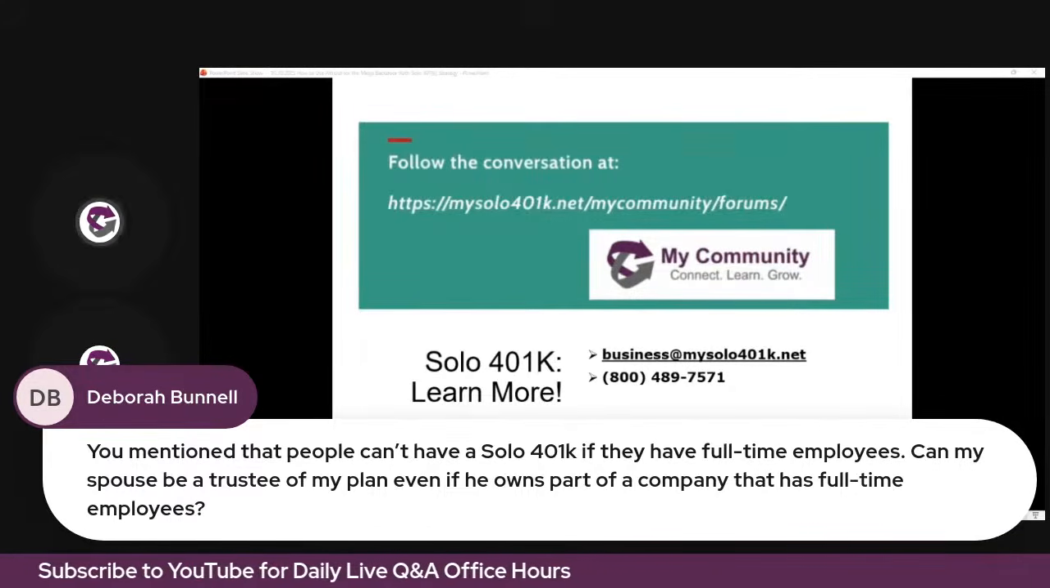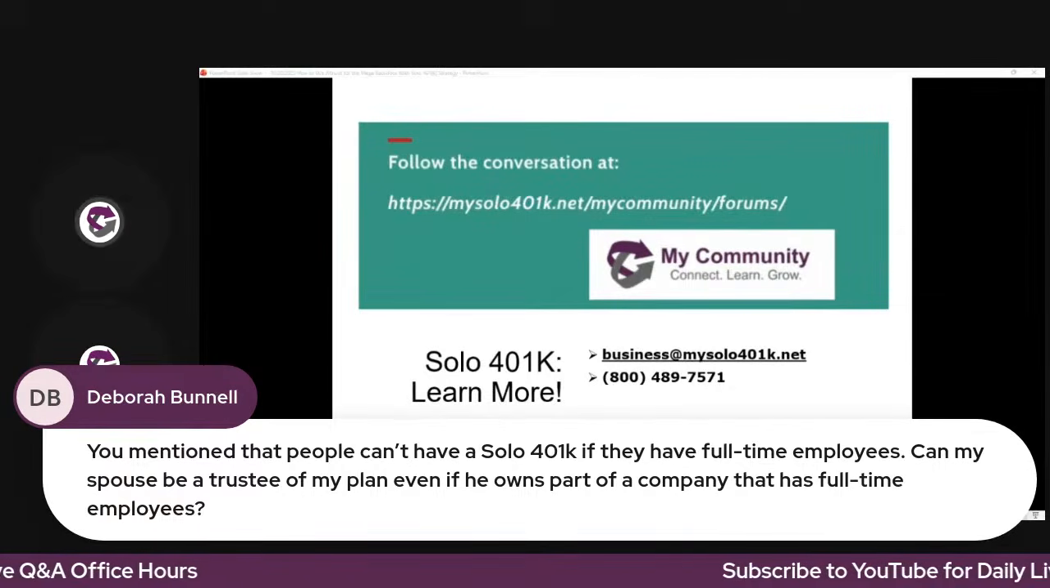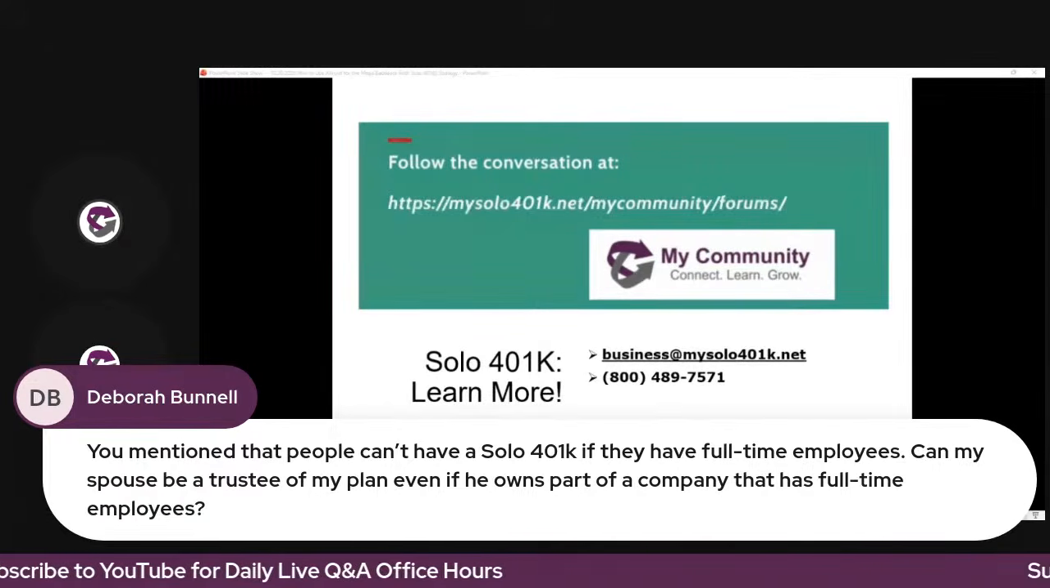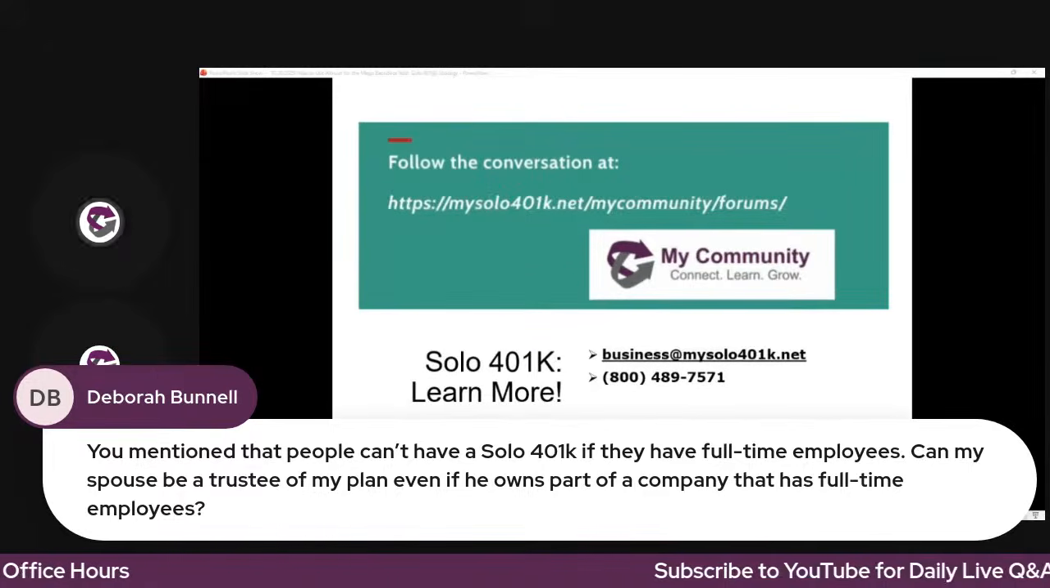Sometimes clients will have their spouse act as a trustee just to be able to have signing authority and help manage the plan, or it'll even make it easier in the event that the solo 401k participant predeceases the spouse and the spouse is the sole primary beneficiary. It'll make it easier for them to take over the plan.